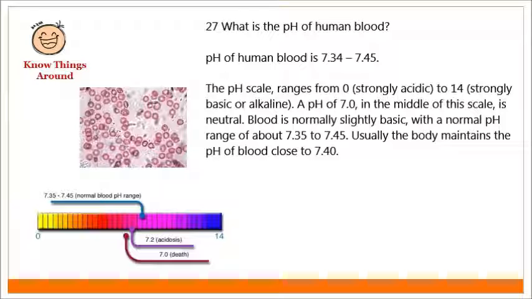What is the pH of human blood? pH of human blood is 7.34 to 7.45. The pH scale ranges from 0, that is strongly acidic, to 14, strongly basic or alkaline. A pH of 7.0 in the middle of this scale is neutral. Blood is normally slightly basic with a normal pH range of about 7.35 to 7.45. Usually the body maintains the pH of blood close to 7.40.